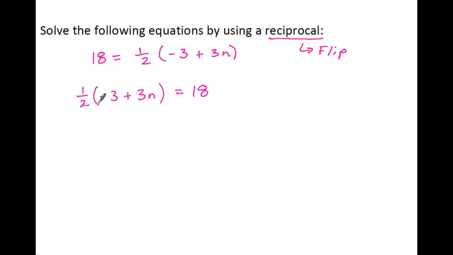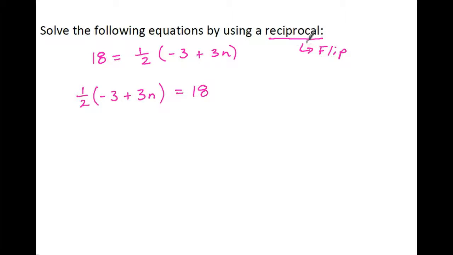Now some of you probably feel more comfortable looking at the half on this side. Whatever works for you, if this makes you feel more comfortable, then this is fine. I just wanted to show you that changing your left side of the equation to the right side and the right side to the left side doesn't make a difference. So we're going to start by doing the reciprocal. The reciprocal means to flip. So we have a 1/2.